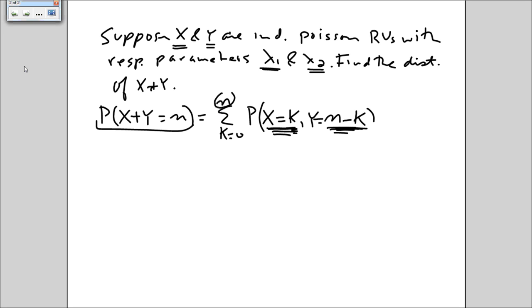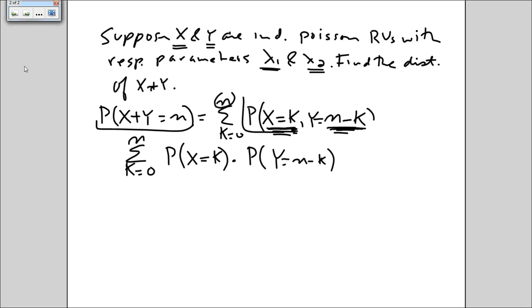Okay, but these are independent. X and y are independent. So this piece, which has nothing to do with the summation, there's my summation, and then I write down this piece. Well, the probability that x is k and y equals n minus k, since they're independent, is the probability that x is k times the probability that y is n minus k. And this equals the summation as k goes from 0 to n of this times that.